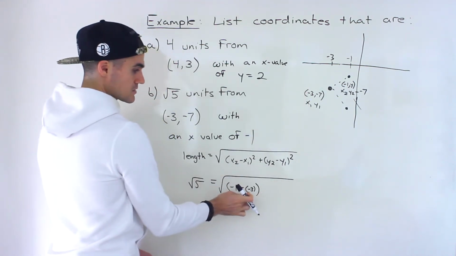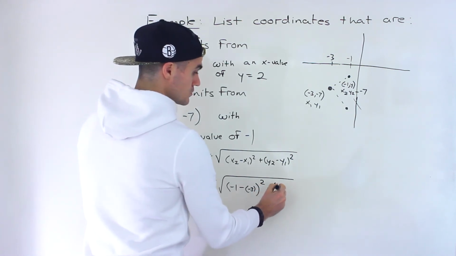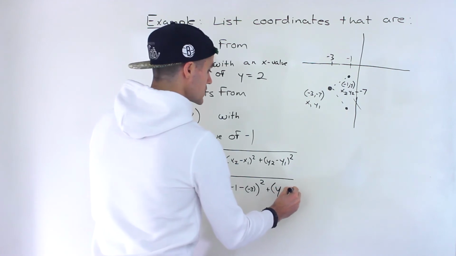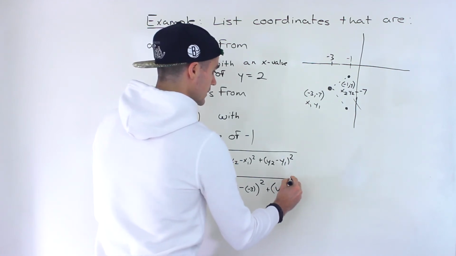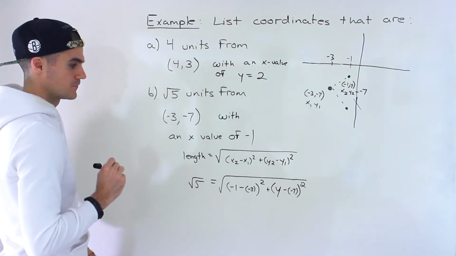The -3 goes in brackets. That's going to be squared. Plus y2, which is y. That's what we're solving for. Minus y1, which is -7, like that. And then that's going to be squared over here.